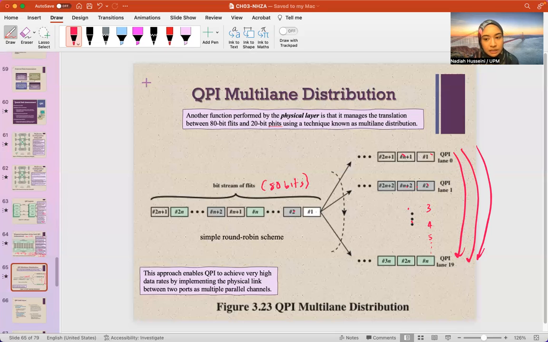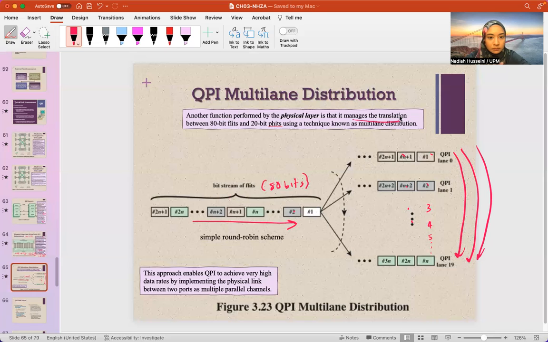It distributes the flits into lanes. This approach enables QPI to achieve very high data rates by implementing the physical link between two ports as multiple parallel channels. So when it distributes it like this, it allows the flits to be transmitted in parallel instead of just one stream. Okay, so this is what the physical layer does. Apart from transmitting and receiving, it also manages the translation.